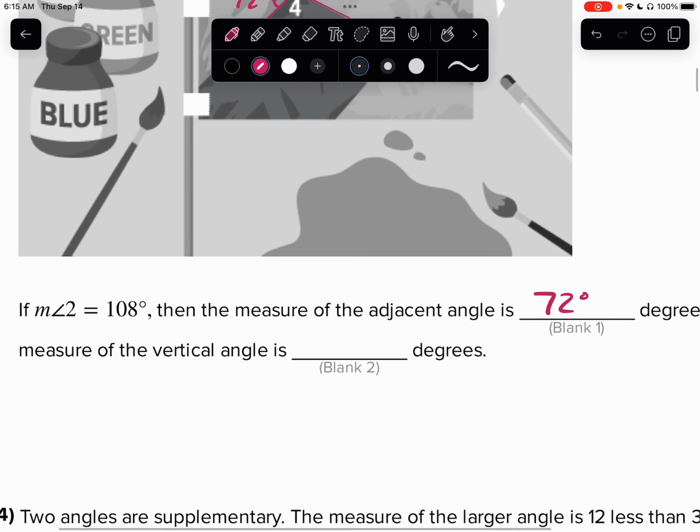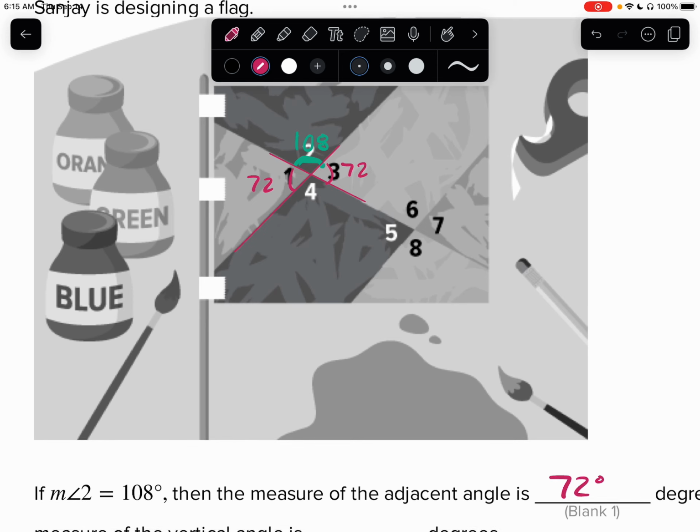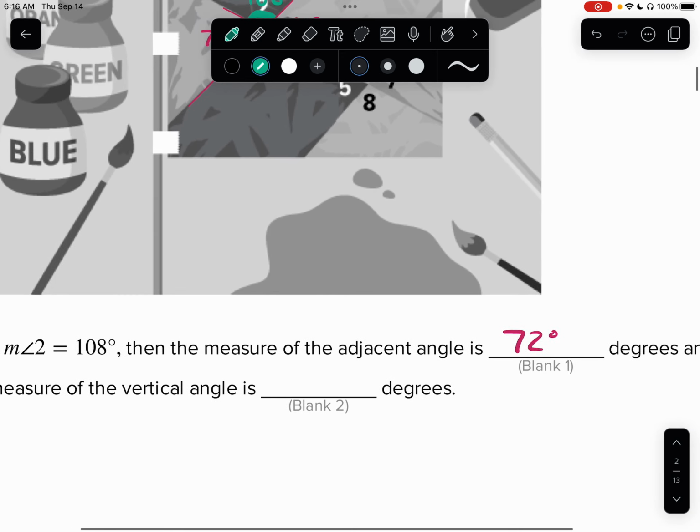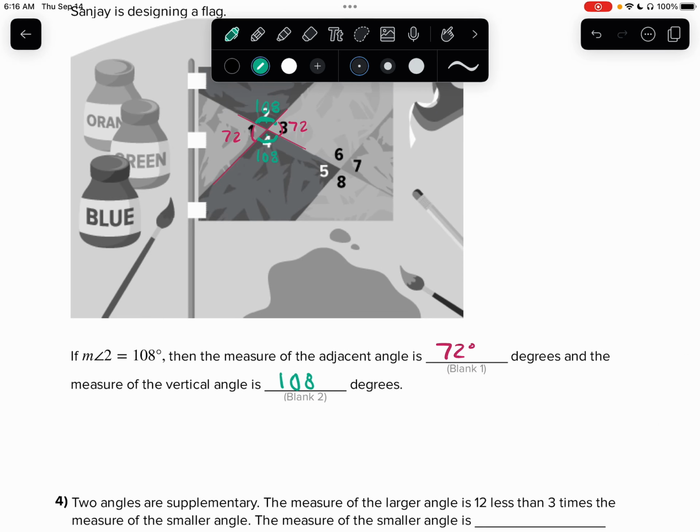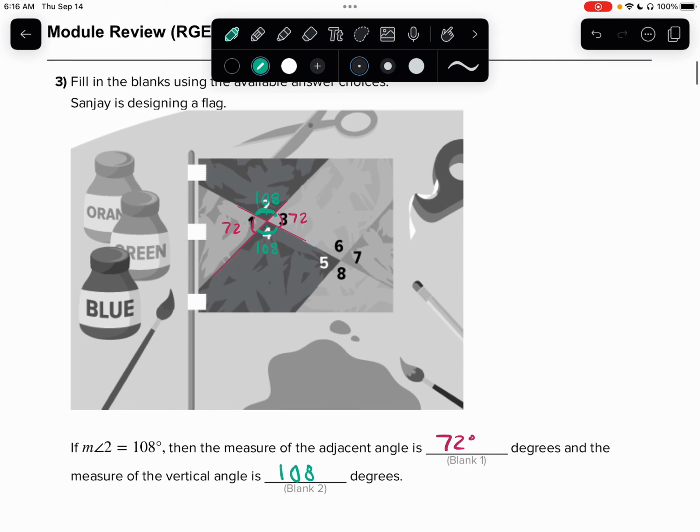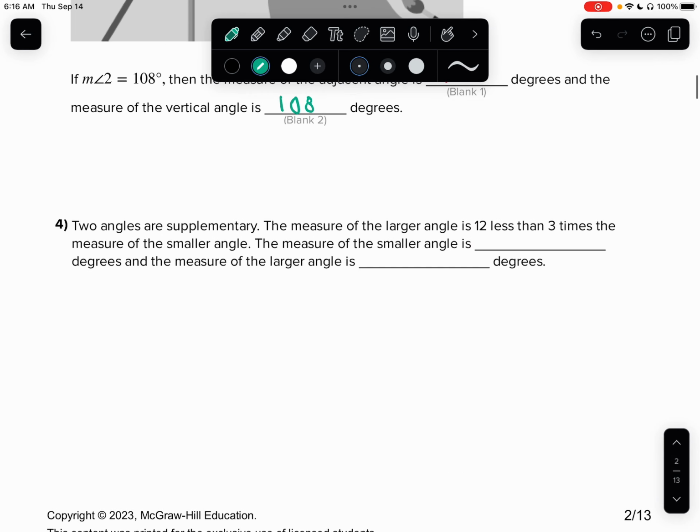And the measure of the vertical angle, so vertical, remember vertical means the one across from it. So that's going to be the one over here. And if they're vertical like that, they're going to be the same measure. So if the one at the top is 108, the one across from it is also 108. So there we go. And that is our answer for number 3. Moving on to number 4.